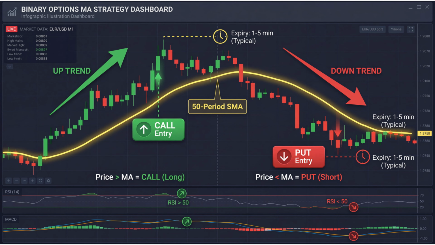The chart also shows confirmation tools like RSI and MACD, where RSI above 50 supports call trades and RSI below 50 supports put trades. Overall, this strategy is about trading in the direction of the trend, avoiding counter-trend entries, and using short expiries to capture quick momentum moves in the market.